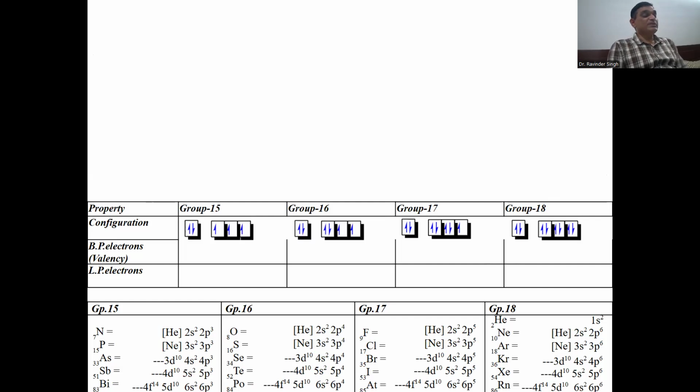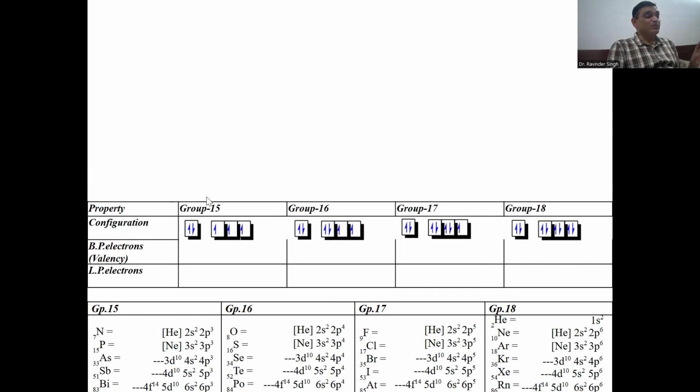Now, we will see the valence configuration and the number of bond pair electrons and lone pair electrons in group number 15 to group number 18. In group number 15, the valence configuration is 2s2 2p3. Means in the valence 2s, there are 2 electrons, you can see here. And the 2p has 3 electrons, 1, 2, and 3. We are just talking about the first element of groups 15, 16, 17, and 18, not the remaining elements of this group.